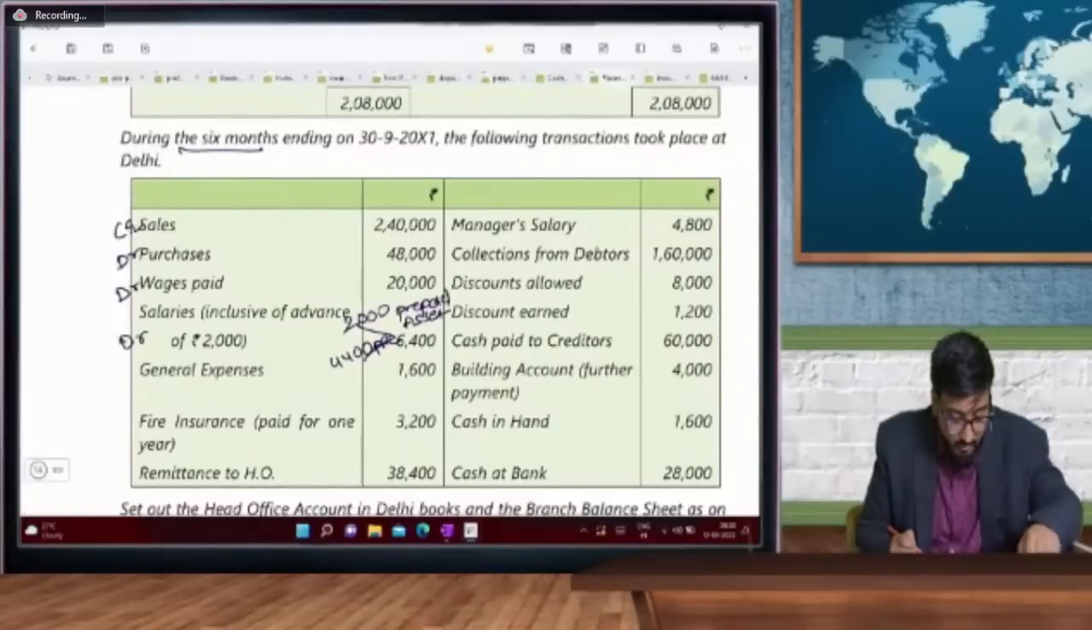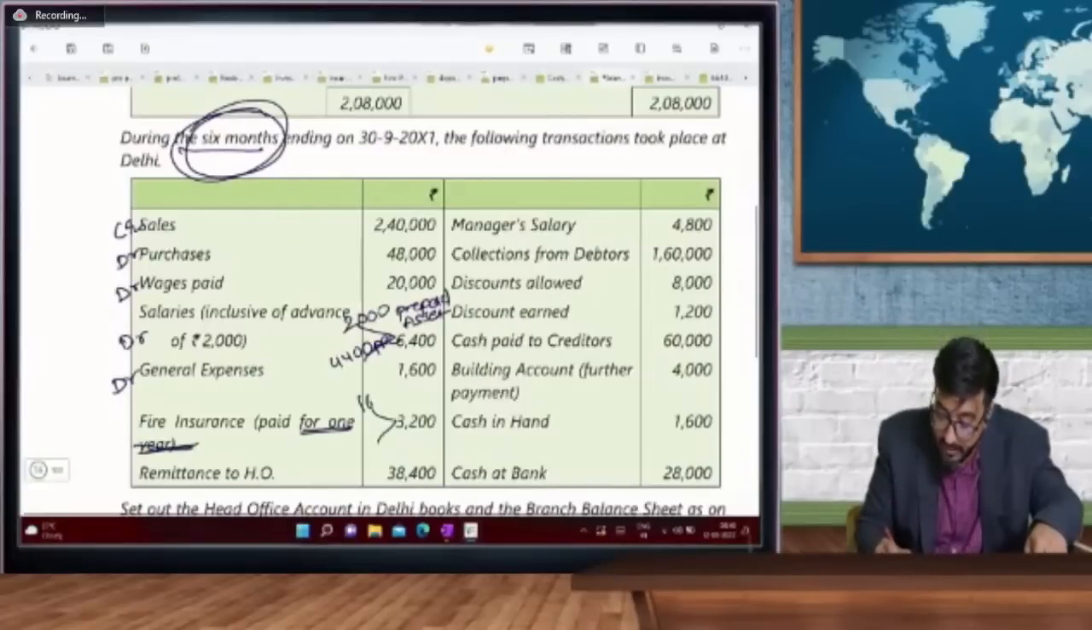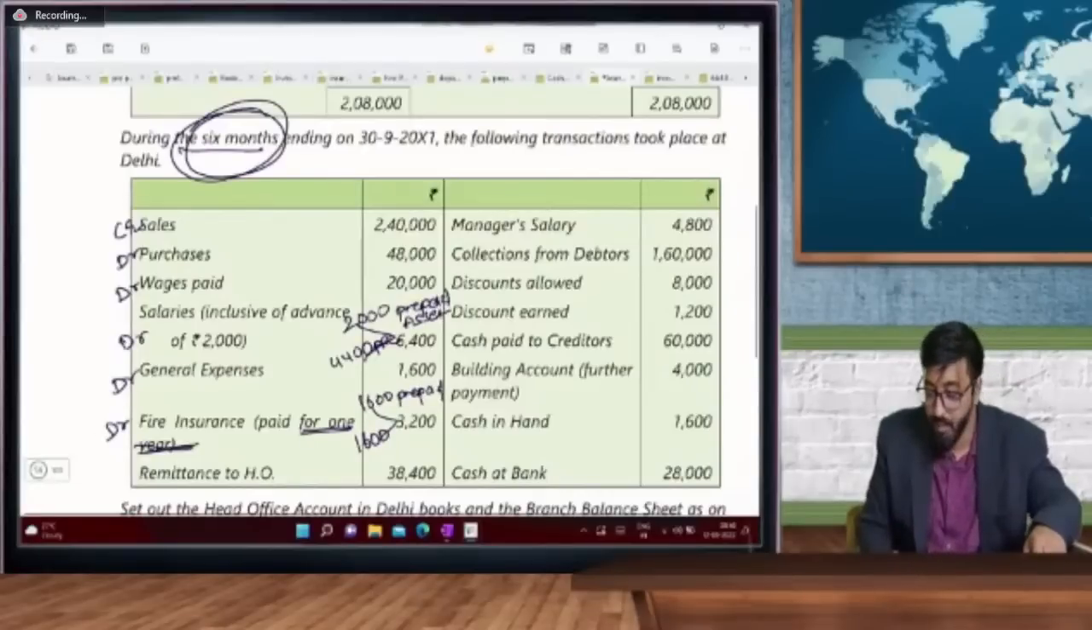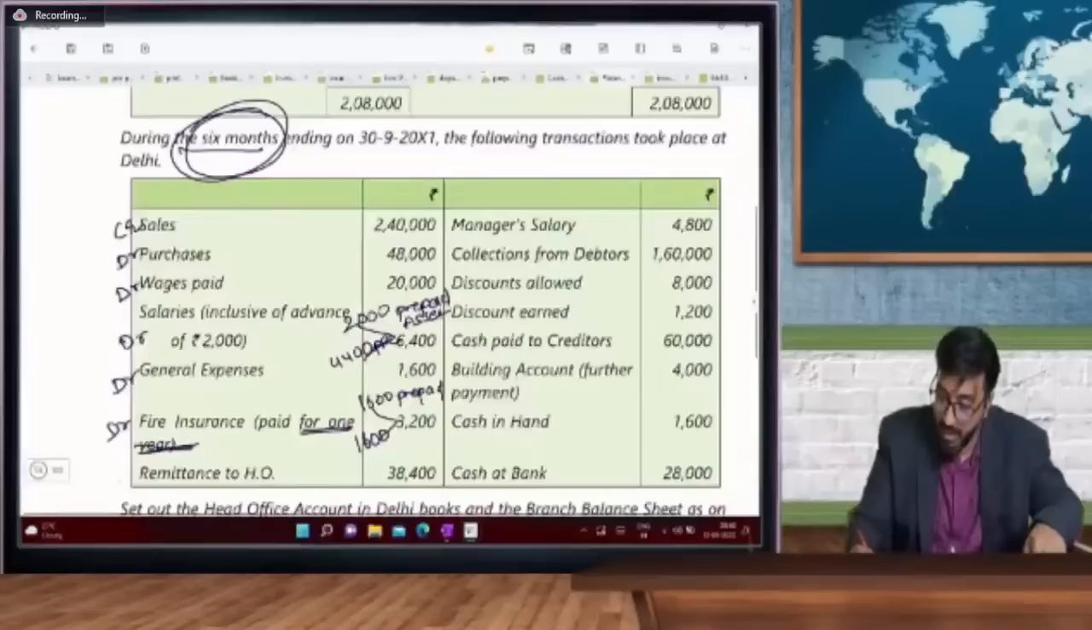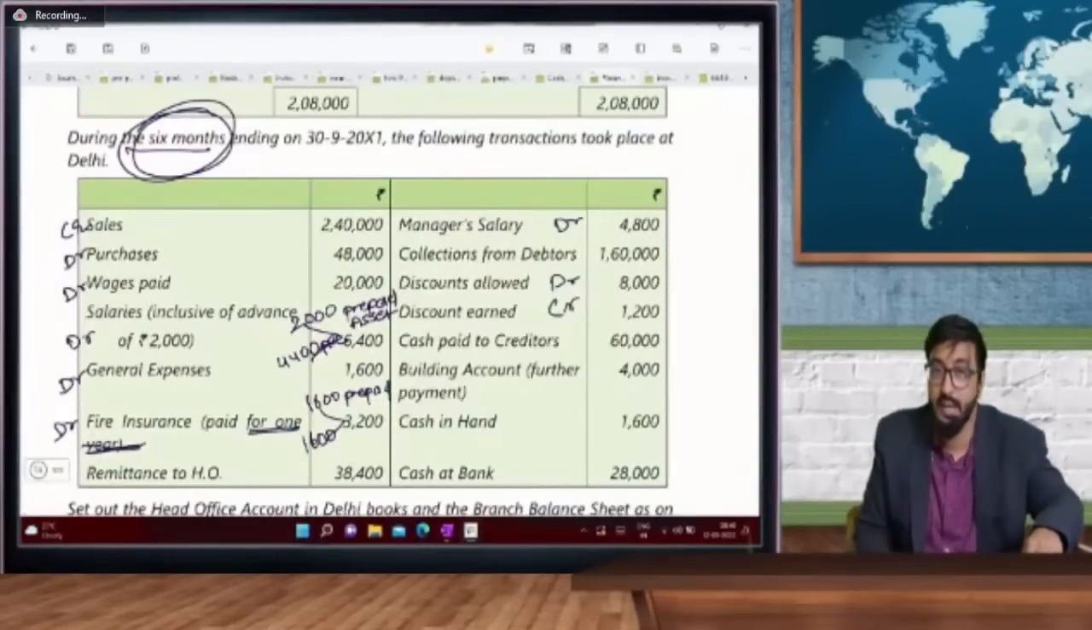Next, general expenses debit. Fire insurance is for 1 year, but this is for 6 months. So 1,600 prepaid, you can write over there, prepaid, and 1,600 is your expenditure. So debit. Remittance to HO, so HO to cash. Manager's salary debit. Collection from debtors, cash to debtors. Discount allowed is debit. Discount earned is credit. Discount allowed is discount allowed to debtors. Discount earned is creditors to discount.